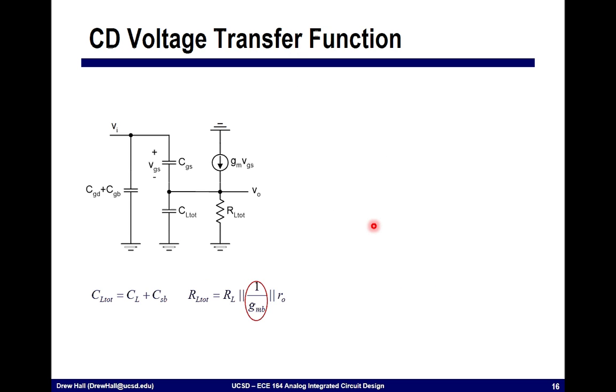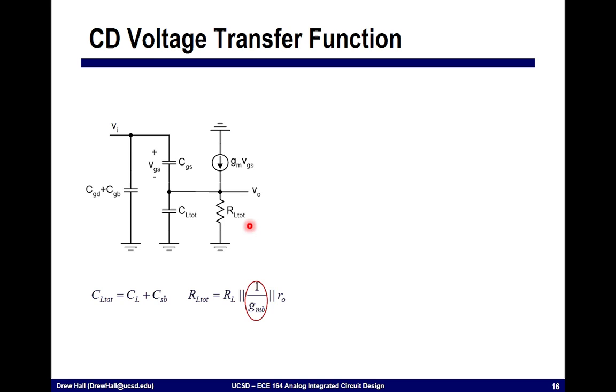All right, so let's analyze this circuit. And let's start by looking at the transfer function. Okay, so if we redraw this circuit a little bit, we essentially end up with something that looks like this. Now, I've lumped the capacitors together. That is, I've taken this capacitance at the output node and I've called it CL total, which is simply CL plus CSB. RL total is RL in parallel with 1 over gmb.